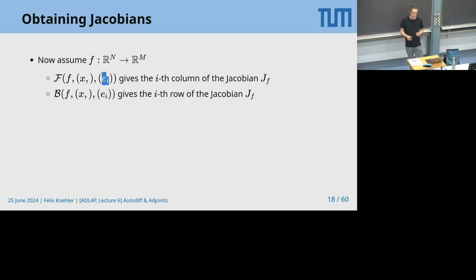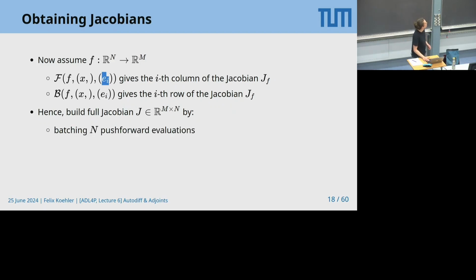So forward mode is the tool to extract columns of the Jacobian, and reverse mode is a tool to extract rows of the Jacobian. And as such, we can build the entire Jacobian, where we just do a lot of push forwards. So we either do n push forward operations, because we can get each column, to then stack them together and build a Jacobian matrix. Or we can use m pullback evaluations to build the Jacobian by the rows.